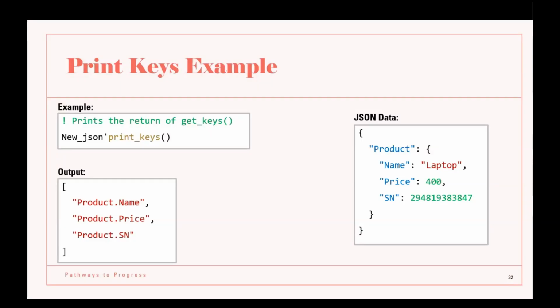So here we use the new print keys function to get a list of all the keys from our object here on the right. So what this will do is return a JSON list as seen in the output on the bottom, which will contain the key names from our object.